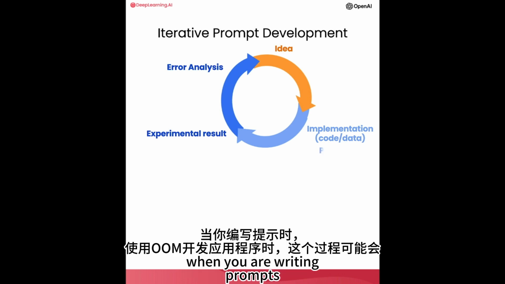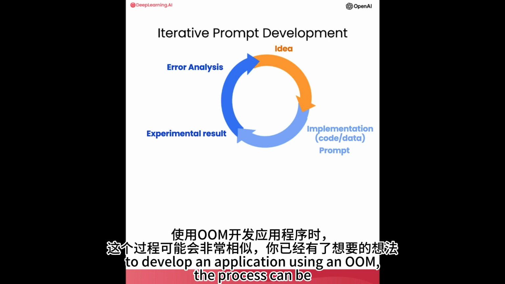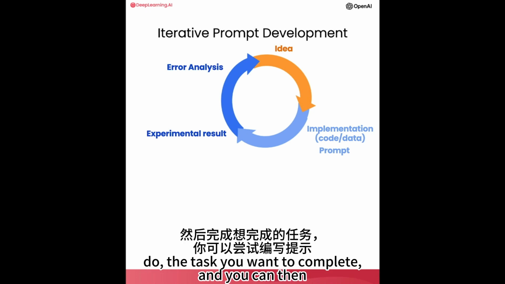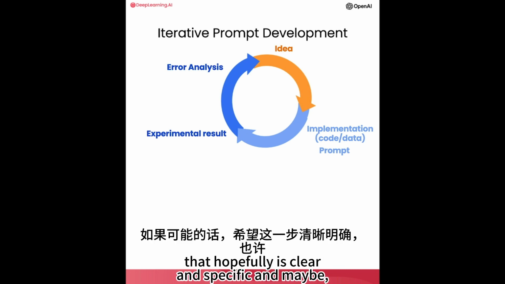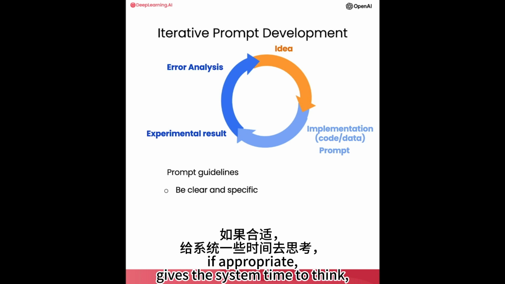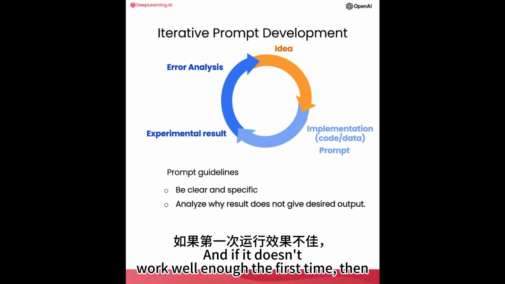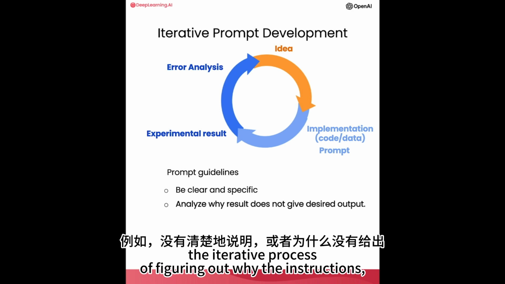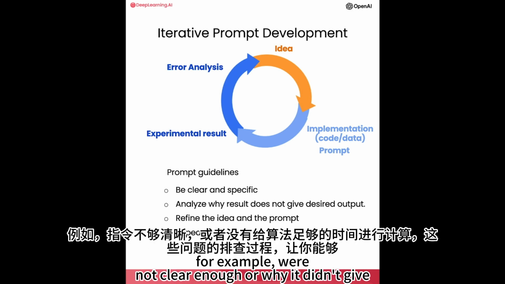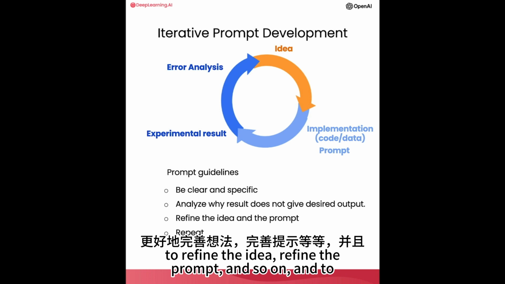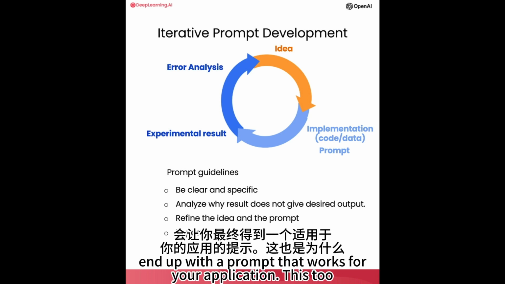But when you are writing prompts to develop an application using an LLM, the process can be quite similar, where you have an idea for what you want to do, the task you want to complete, and you can then take a first attempt at writing a prompt that hopefully is clear and specific, and maybe, if appropriate, gives the system time to think. And then you can run it and see what result you get. And if it doesn't work well enough the first time, then the iterative process of figuring out why the instructions, for example, were not clear enough, or why it didn't give the algorithm enough time to think, allows you to refine the idea, refine the prompt, and so on, and to go around this loop multiple times until you end up with a prompt that works for your application.